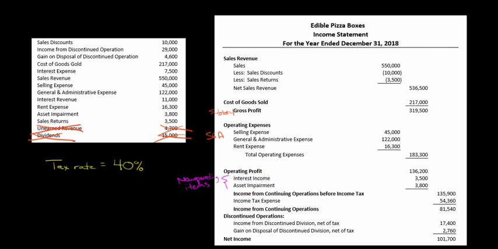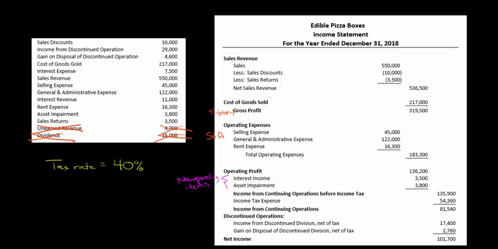And we also have an asset impairment, so we had to reduce the value of one of our assets, and that's usually a non-operating item. And so the interest income is actually a positive here, and then we're subtracting the impairment. After we do that, we get income from continuing operations before income tax.